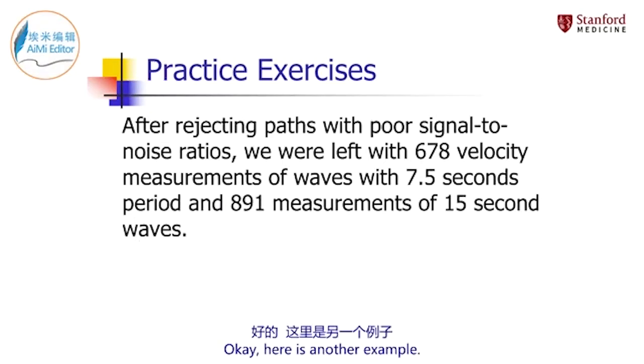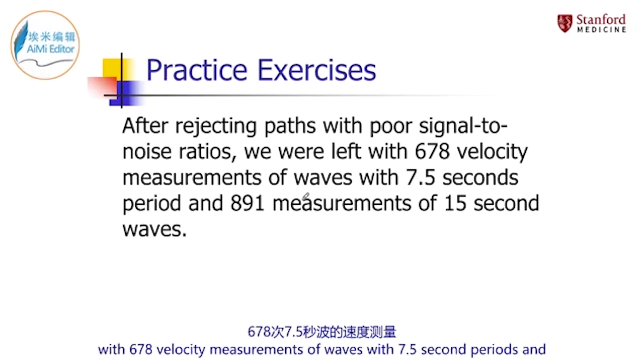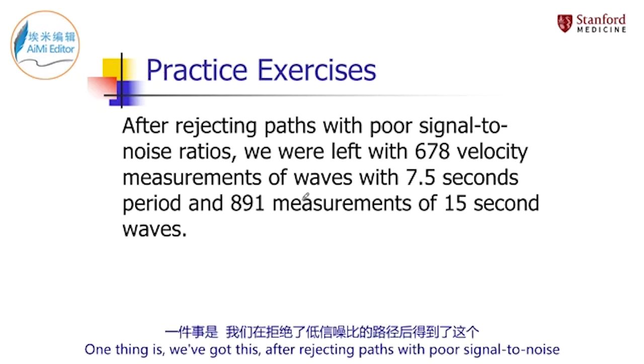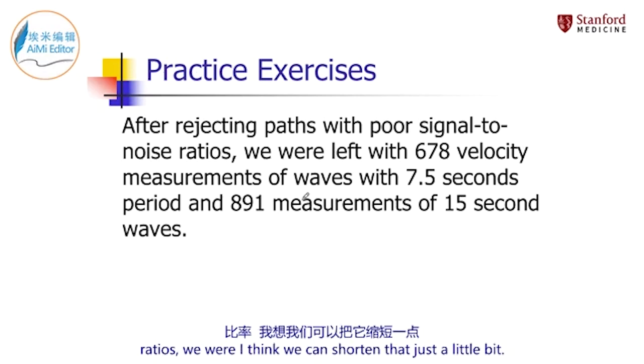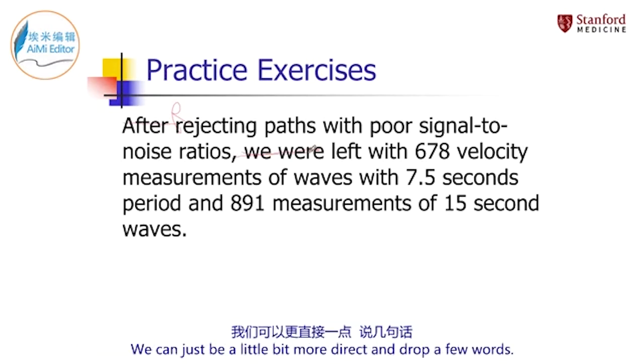Okay, here's another example. "After rejecting paths with poor signal-to-noise ratios, we were left with 678 velocity measurements of waves with 7.5-second periods and 891 measurements of 15-second waves." You can hear there's some repetition in here. There's several things we can get rid of. One thing is we've got this "after rejecting paths with poor signal-to-noise ratios." I think we can shorten that just a little bit. I would just say "rejecting paths with poor signal-to-noise ratios left us with." We can just be a little bit more direct and drop a few words.